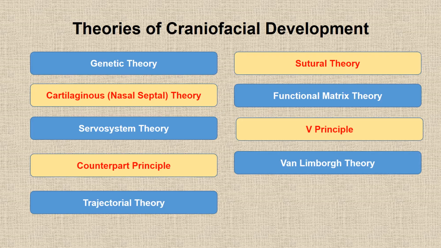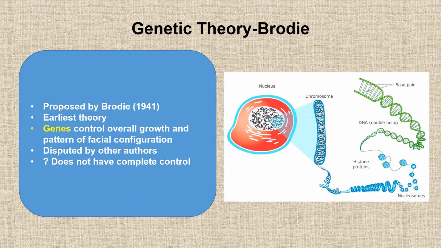Now, let's have a look at the various theories of craniofacial development. There are about 9 theories of craniofacial development, and we will look at them one by one. Okay, first let's have a look at the genetic theory, which was proposed by Brodie in 1941. This is one of the earliest theories, and it simply states that genes control the overall growth and pattern of facial configuration.